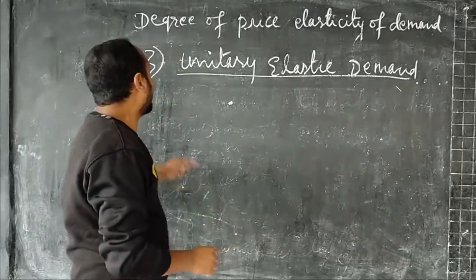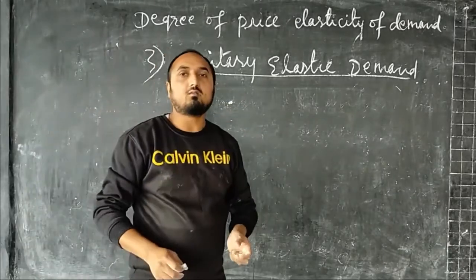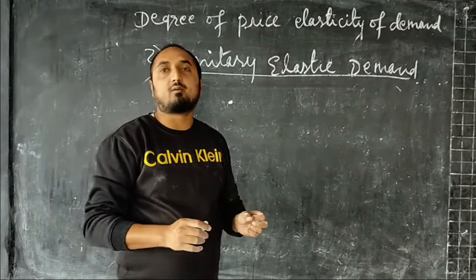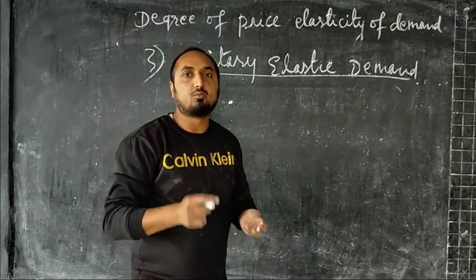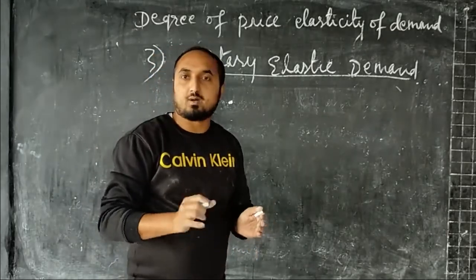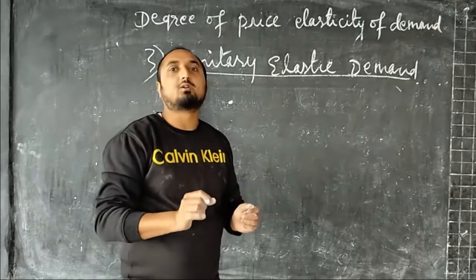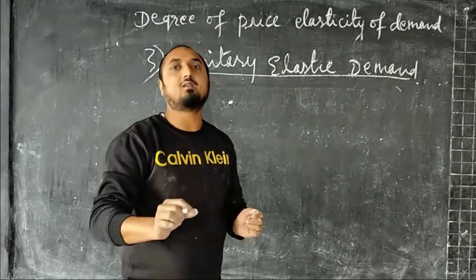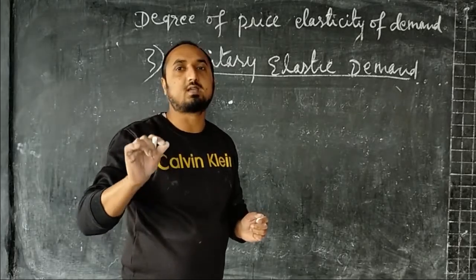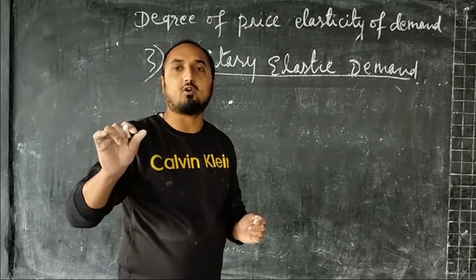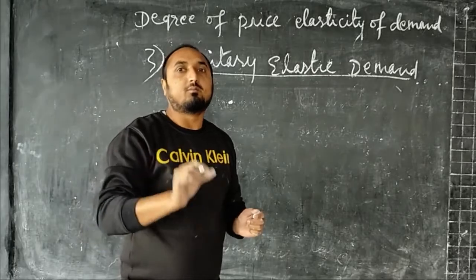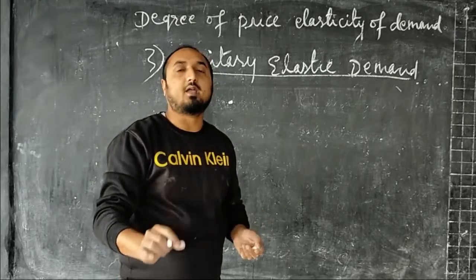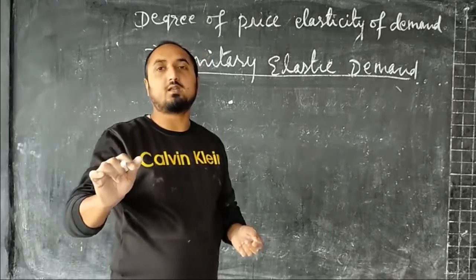Okay, so we have unitary elastic demand. Now, what is unitary elastic demand? You have to understand the definition. So, when the percentage change in the price of a commodity causes an equivalent percentage change in the quantity demand of a commodity, then the price elasticity of demand is said to be unitary elastic.